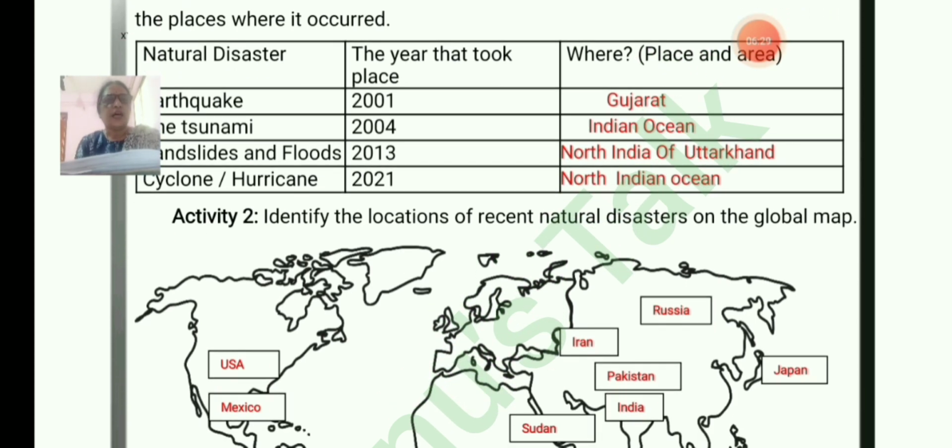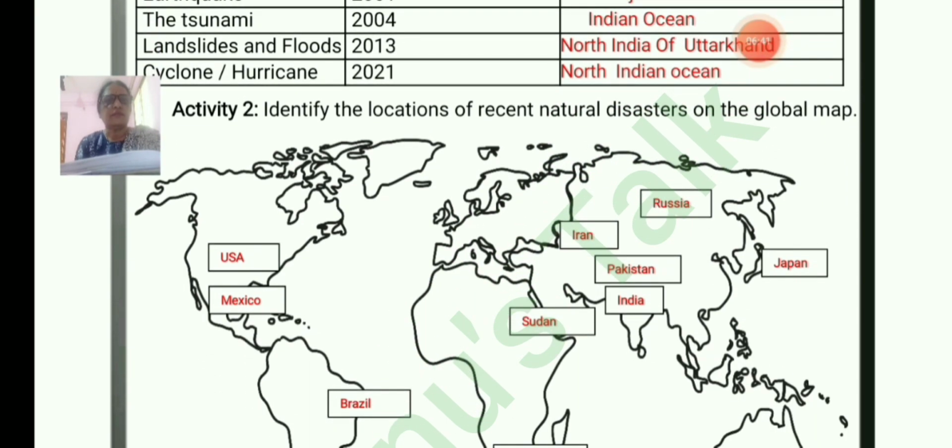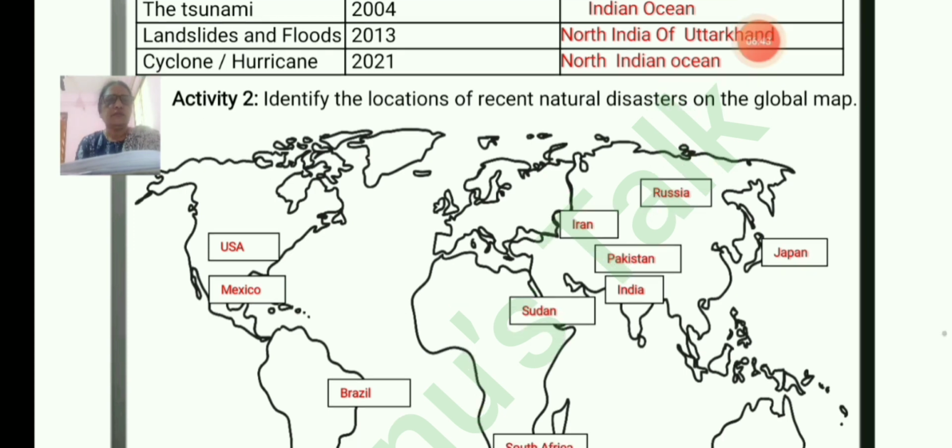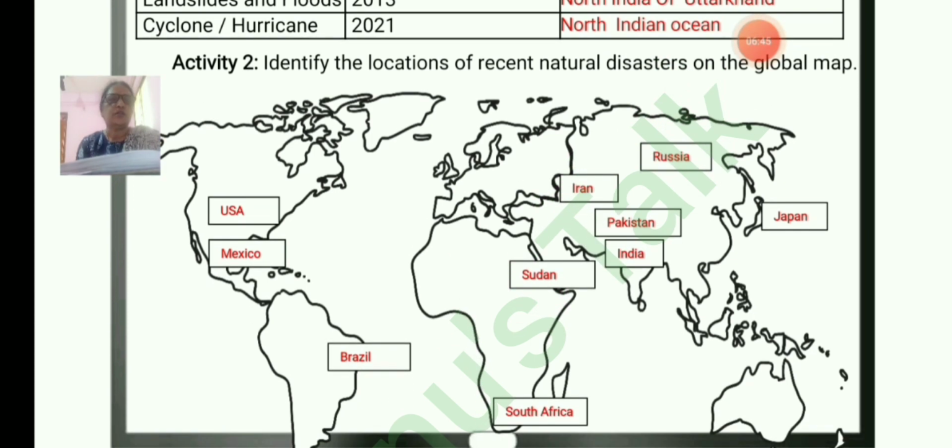Activity 2. Identify the locations of recent natural disasters on the global map. I have written this here: USA, Mexico, Brazil, South Africa, Sudan, India, Pakistan, Iran, Russia, Japan.